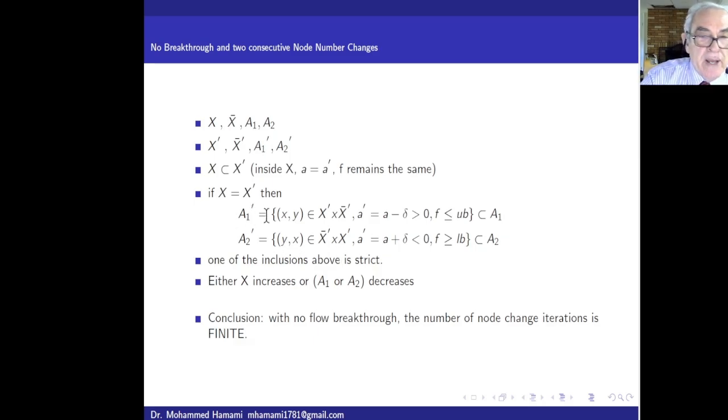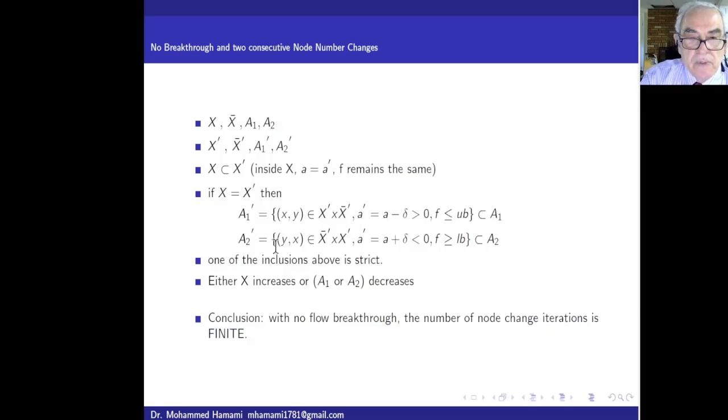So what is A1 prime by definition? A1 prime is the set of xy, where x is labeled and y is not labeled. That's X prime here, which is equal to X, by the way. And a prime is equal to a minus delta positive. Remember, a prime positive and f is less or equal to ub. Well, if a prime is positive, then a is positive, because delta is positive, right? So therefore, this arc that belongs to A1 prime also belongs to A1. So this set is contained in A1.